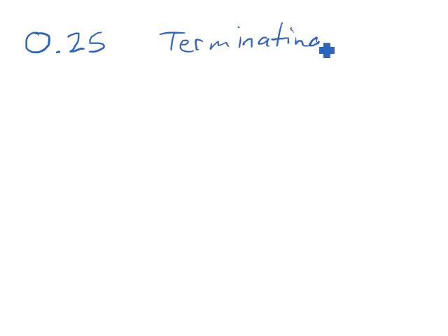Okay, so just to review some important concepts, we have terminating and repeating decimals. So this is an example of a terminating decimal, 0.25. It terminates, and you'll need to be able to identify that.